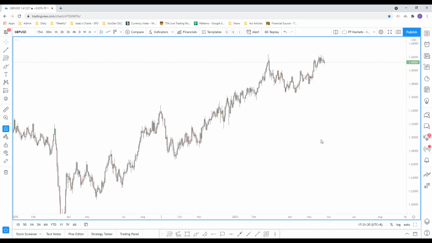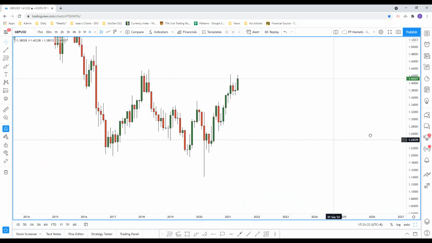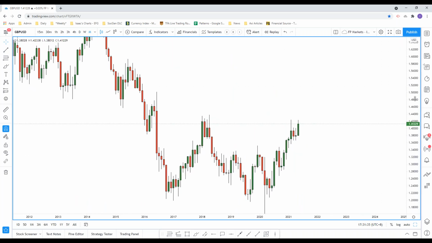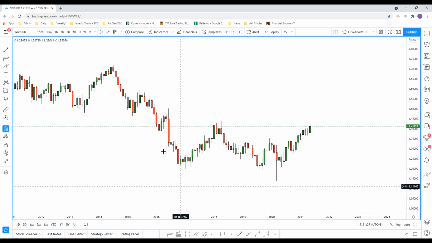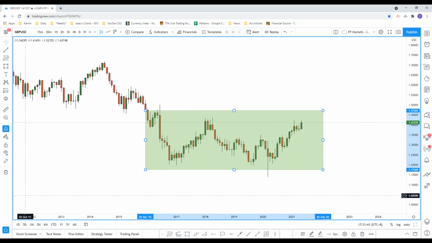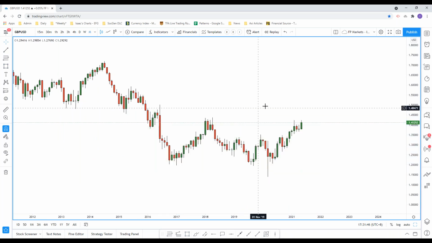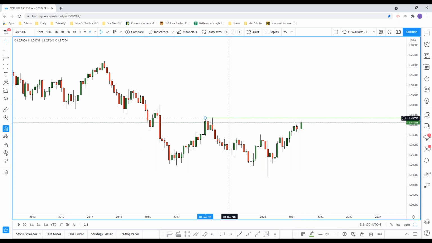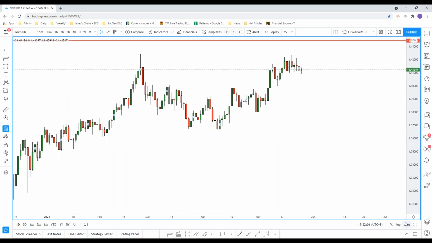So pound dollar, we start off with the monthly. Range bound. Definitely range bound. It's a very big range on the monthly. Right over here, we see this huge range. So price is range bound. All I know is that graphically there's a resistance at this level. Like I said, I don't like to use Fibonacci alone, but I'm just showing you guys an example. So there's a resistance level there. Let's just quickly go down to the lower time frame.